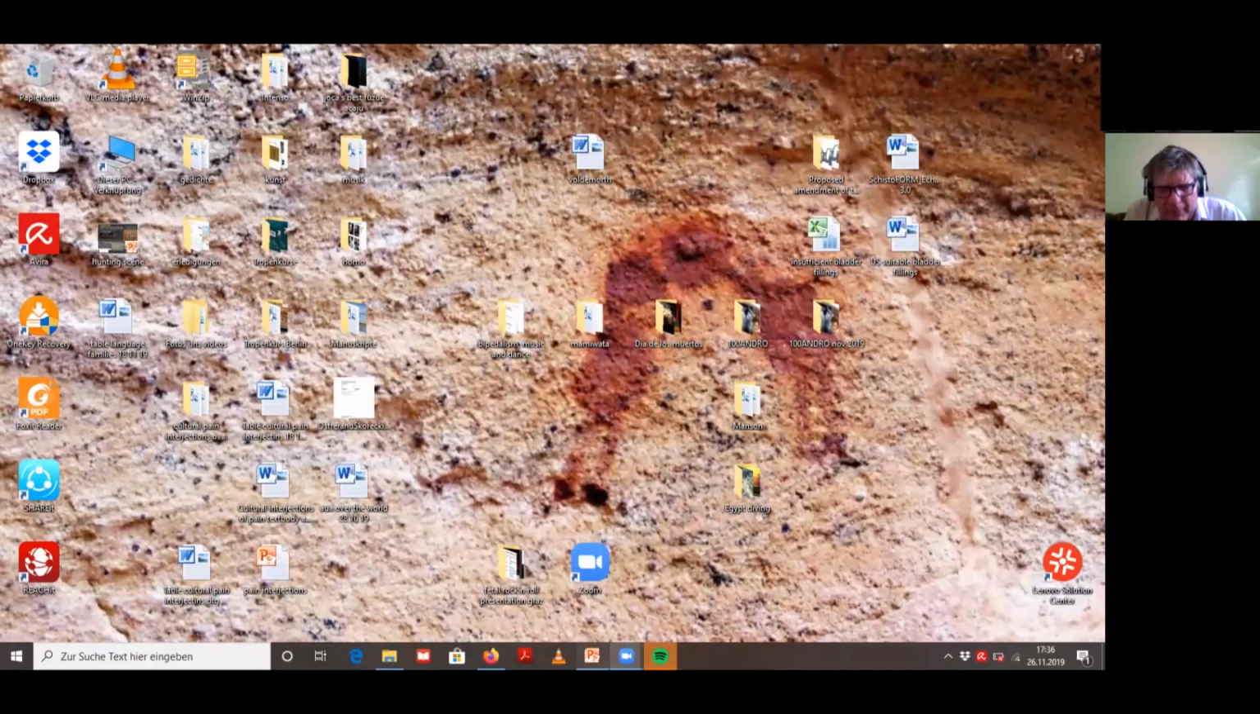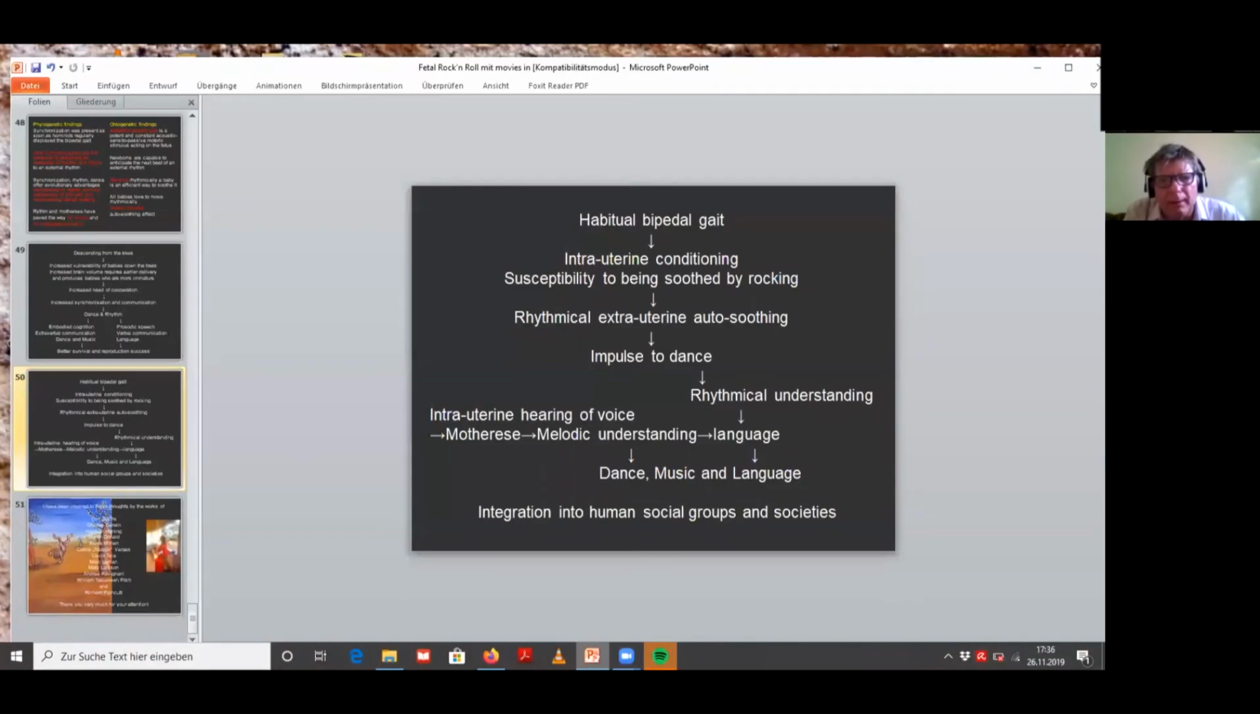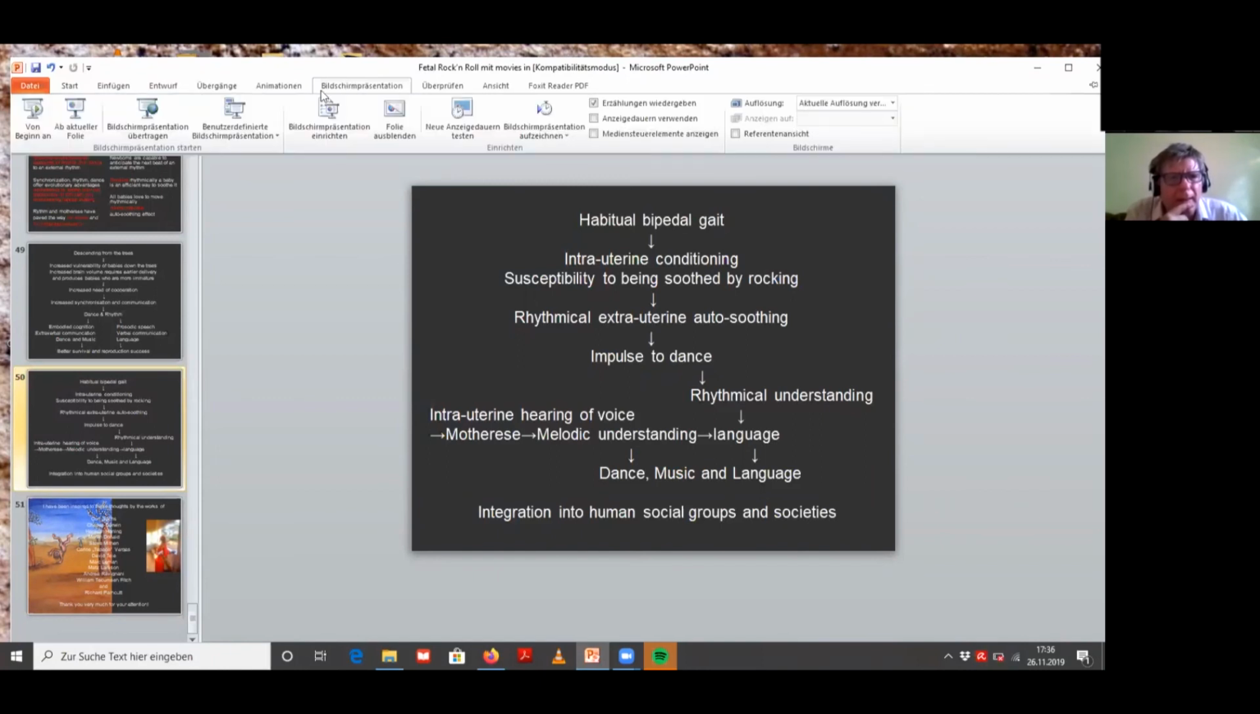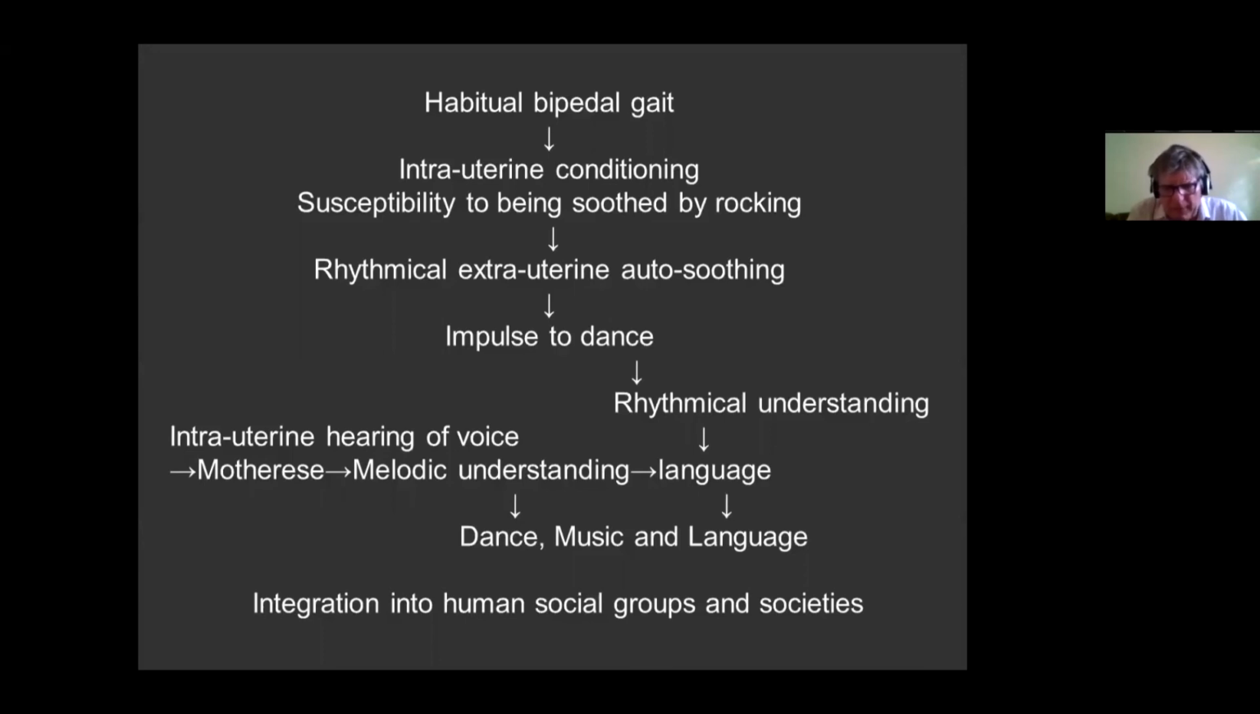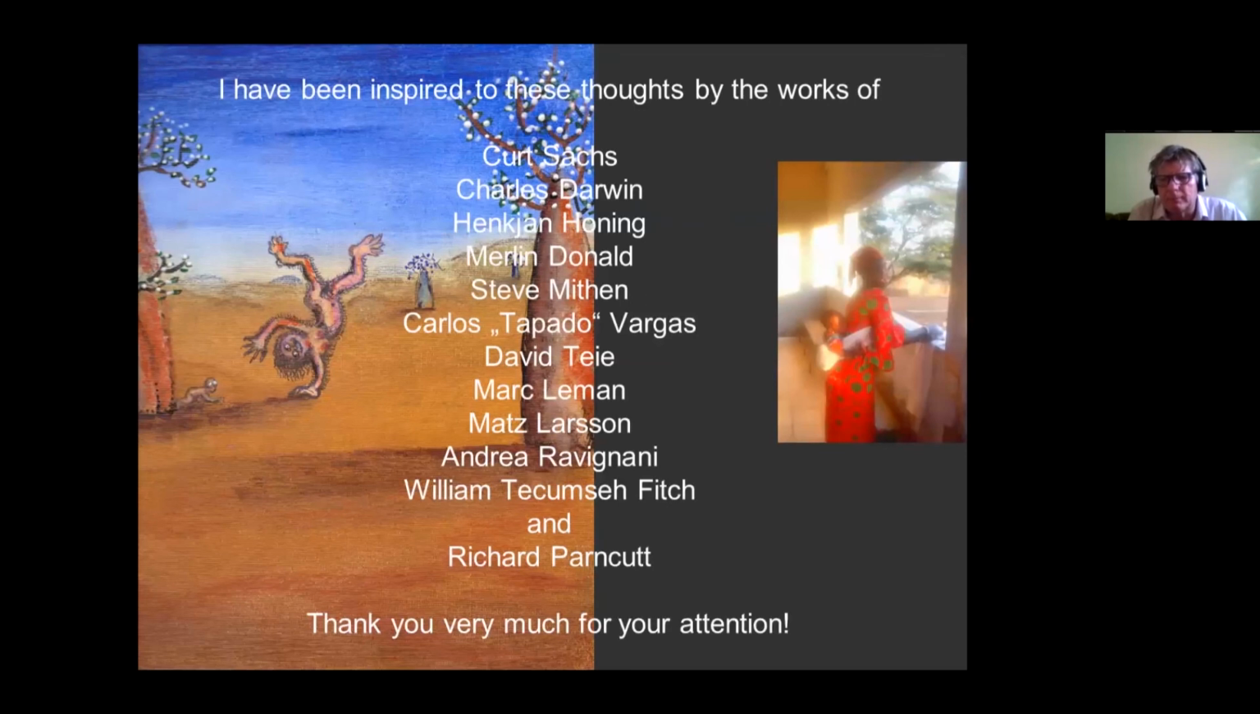So in your survey, you found out that I believe 99% of parents said that their children dance spontaneously. And you said the average age was what when they start dancing? 11 months. So why are they doing that at 11 months? How would you explain the origin of this spontaneous dancing urge? As a kind of auto-soothing effect.